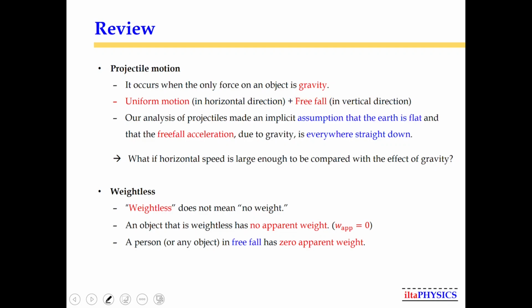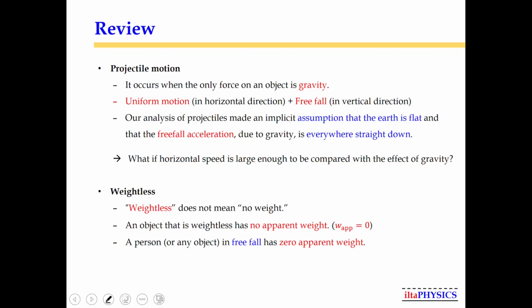When we analyzed projectile motion earlier as separate horizontal and vertical components, we made an important assumption. The Earth is large enough compared to the distance of the projectile's motion. In other words, we assume the ground is flat and that the direction of gravitational acceleration always points straight down. But what if the object's initial horizontal velocity is so large that we can't ignore it compared to the pull of gravity? What kind of motion would the object have then? The answer to that question is exactly what we call orbital motion, which we'll study today.